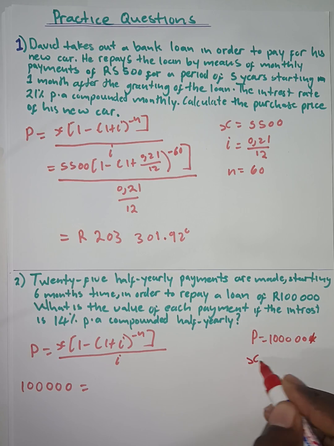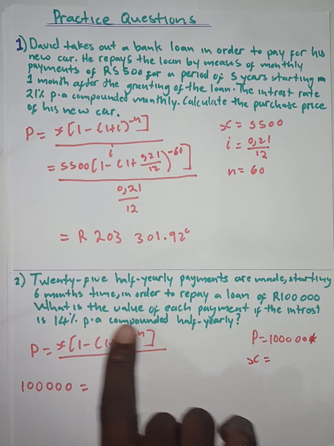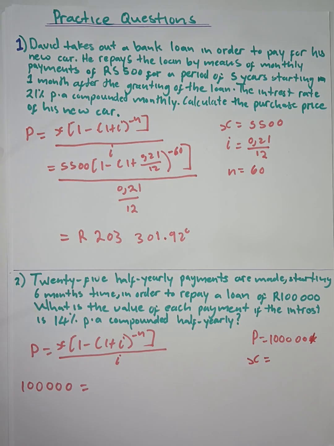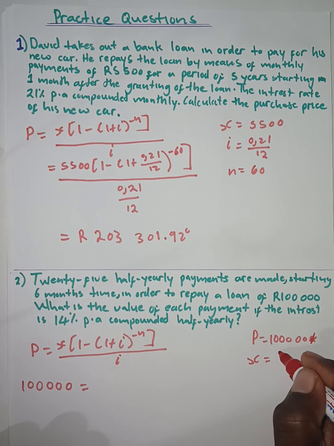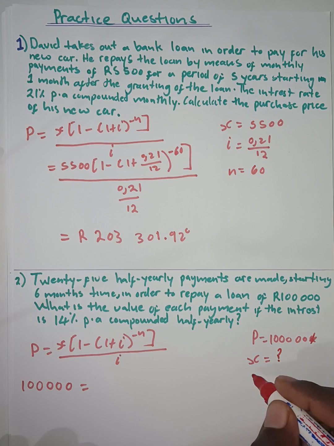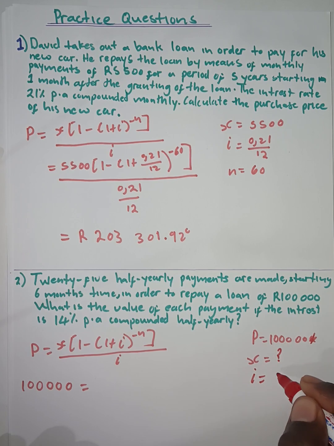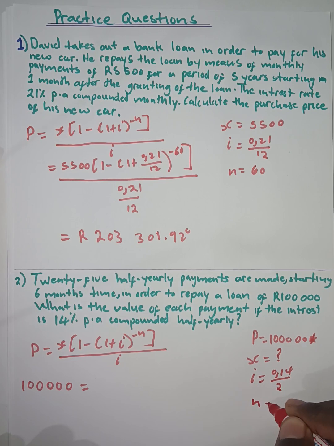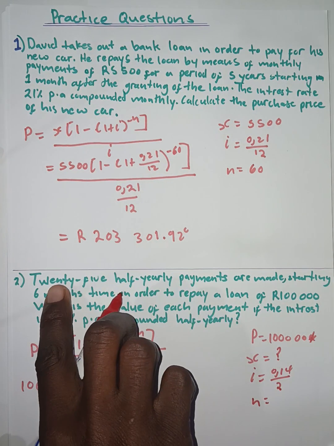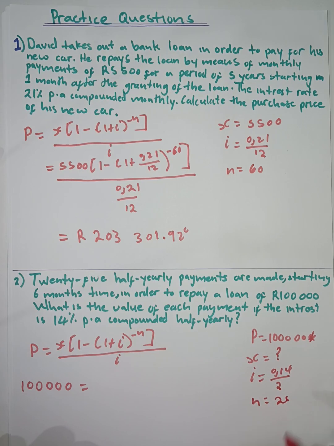So of course we don't know the amount, so they ask what is the value of each payment if the interest is 14% per annum compounded half yearly. In this case, what we're trying to get is the half yearly payments that he must make. We don't know that X value, but we know the interest, which is 0.14 divided by 2, because it's half yearly, right? The number of payments is 25 payments.